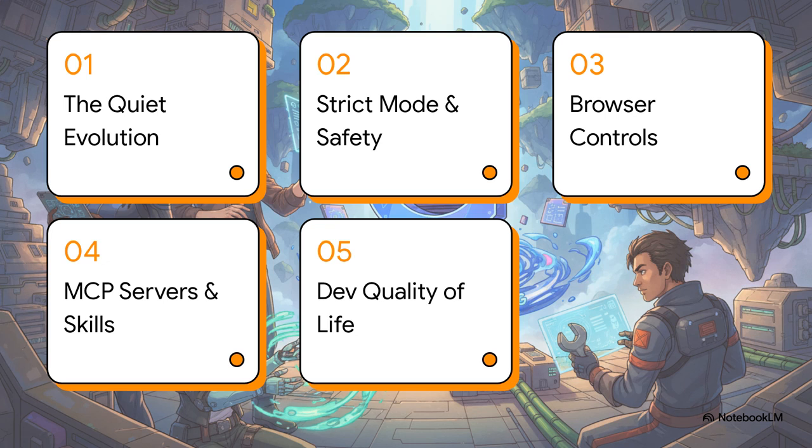So here's exactly what we're going to cover today to see how they made this agent viable. We've got 1. The quiet evolution. 2. Strict mode and safety. 3. Browser controls and security. 4. MCP servers and skills. And finally, 5. Developer quality of life. Let's get right into it.